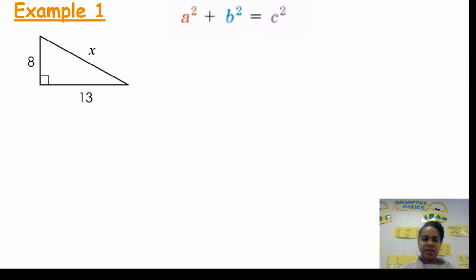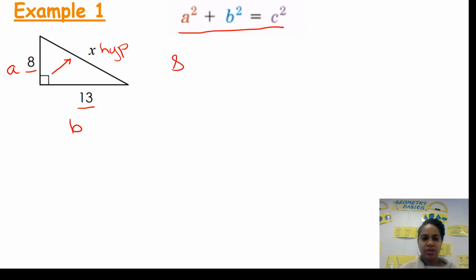Okay, so let's take a look at this first example here. We want to find x. And this is the hypotenuse, and I know that because it is opposite the right angle. So I'm just going to simply plug in my given values here, 8 and 13, and solve for x. So I'm going to label this A and B and simply plug it into this formula here.